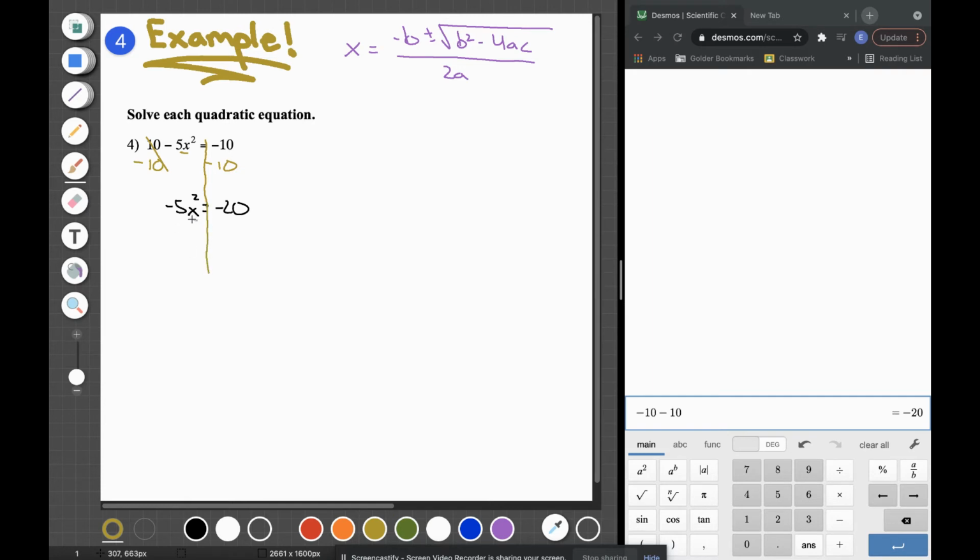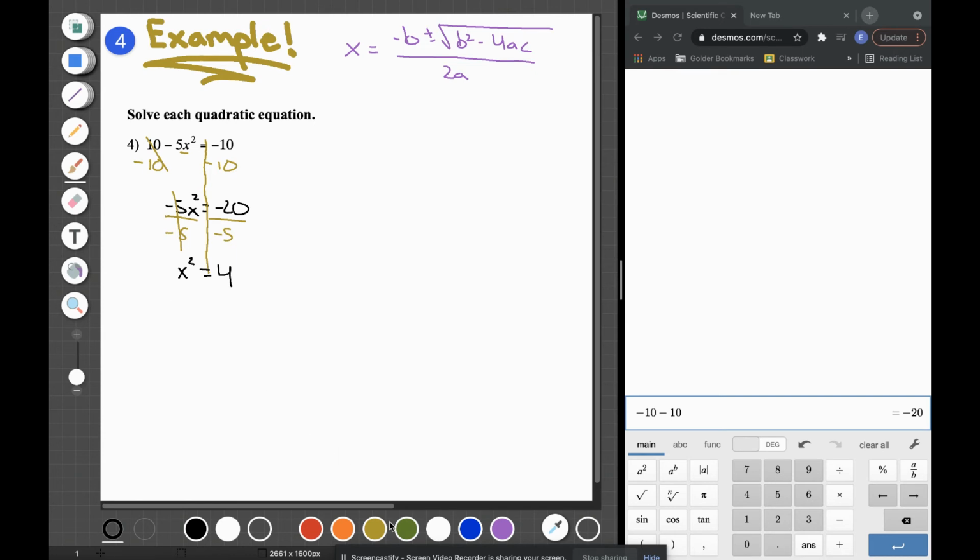Okay, then I'm going to get rid of this negative 5 by dividing. So divide both sides by negative 5. And we get x squared equals negative 20 divided by negative 5, which is 4. The negatives cancel out. Make sure you got a positive 4 there.